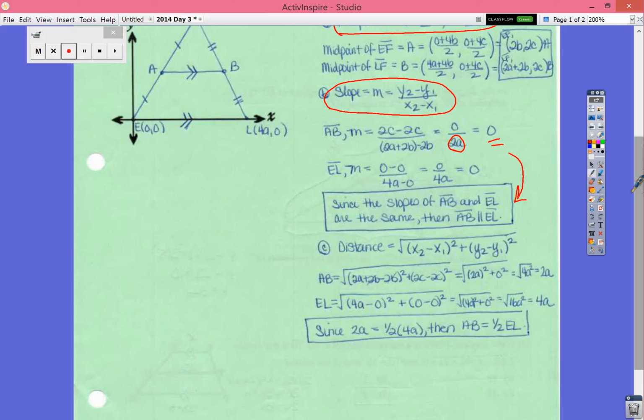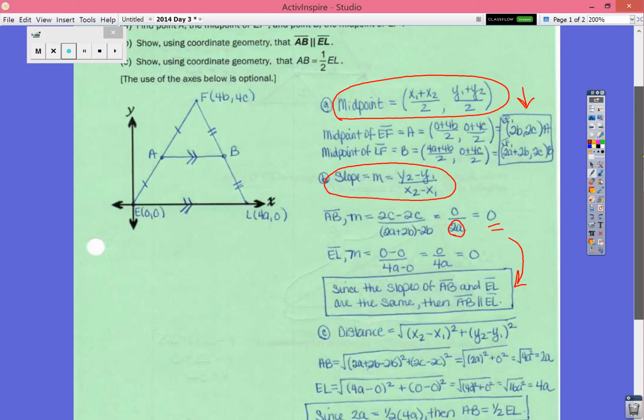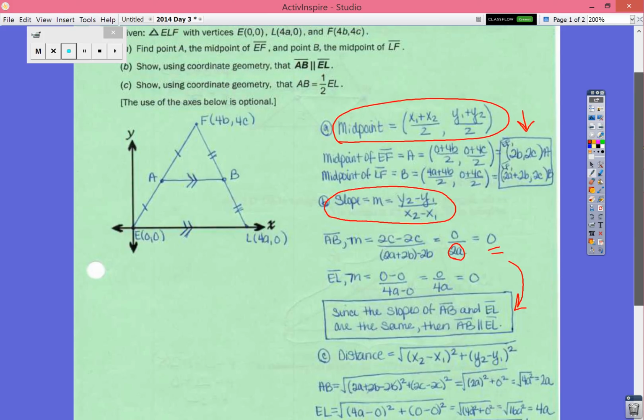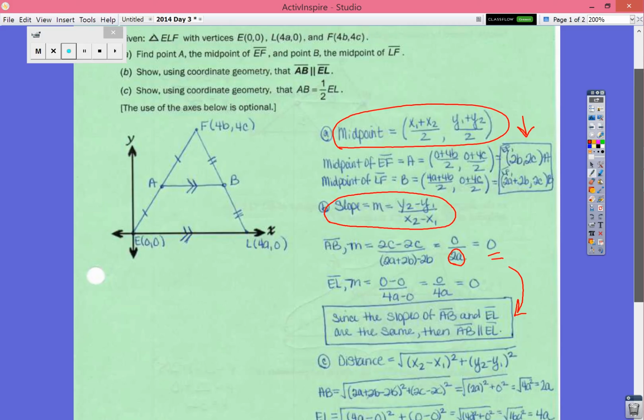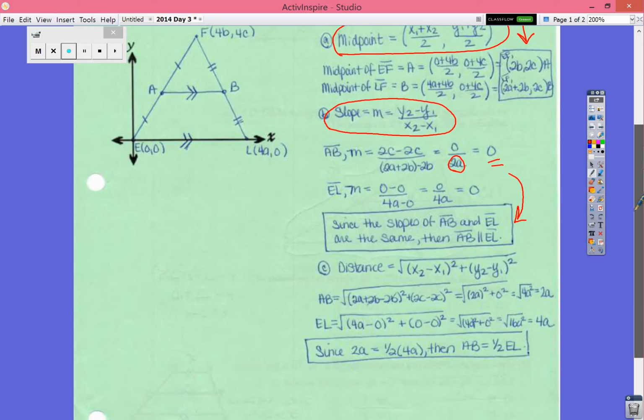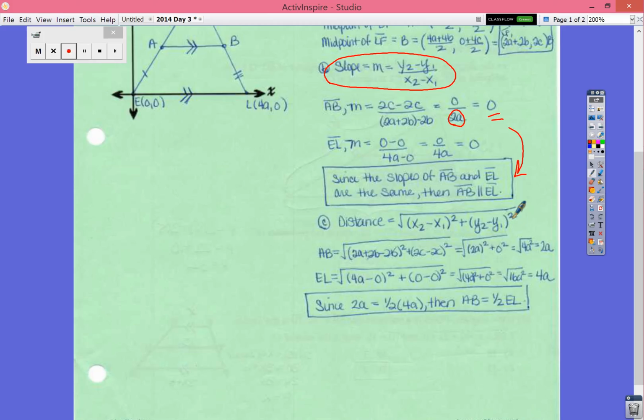And then lastly, in part C, it asks you to show, using coordinate geometry, that AB was equal to half of the length of EL. So again, the distance formula is stated. And then AB, again, all of the work done algebraically. When I do x2 minus x1, the two b's cancel. Plus the difference of 2c minus 2c, it's going to be 0 squared.